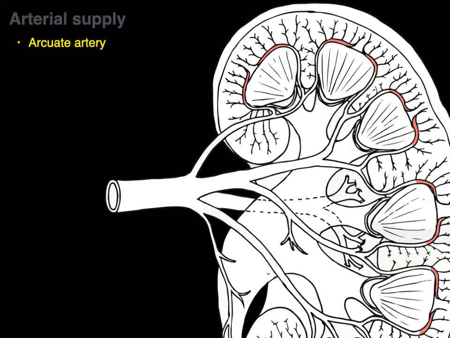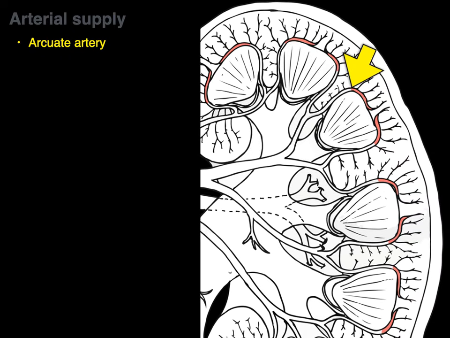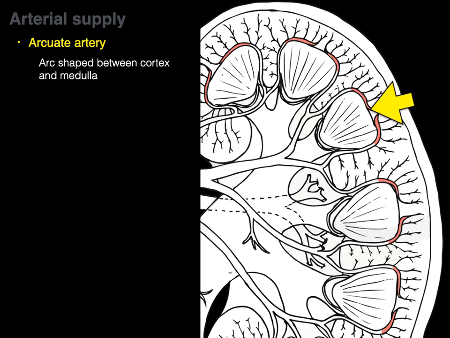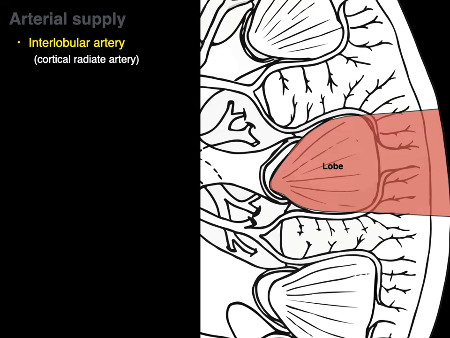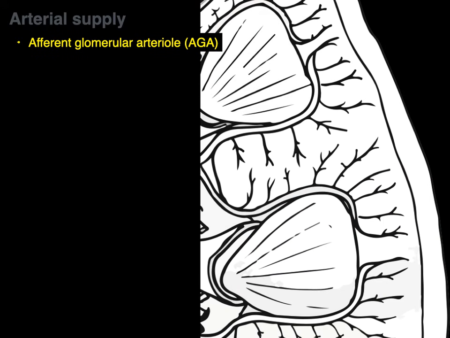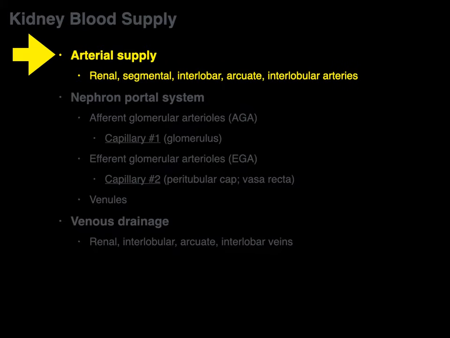The next branch is called the arcuate artery, and it gets its name because it arcs between the cortex and the medulla, and it gives rise to the interlobular arteries. If we take a lobe, we see all those branches within the lobe; the interlobular artery is radiating within the cortex. And off the interlobular artery, we have afferent glomerular arterioles. Those are all afferent glomerular arterioles coming off of those interlobular arteries.